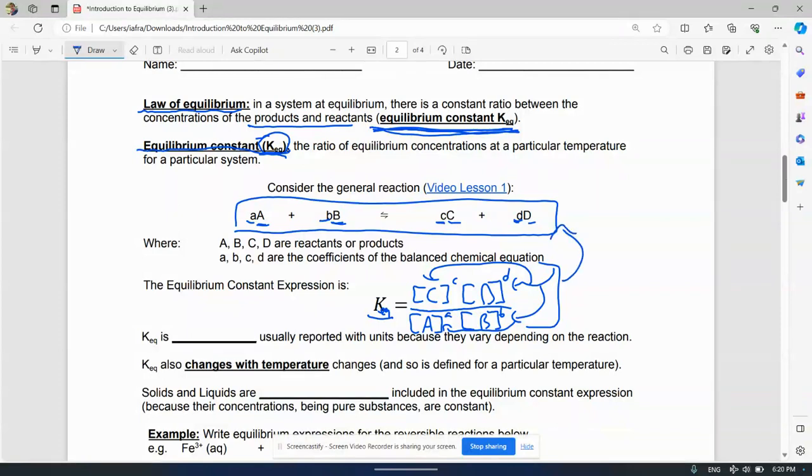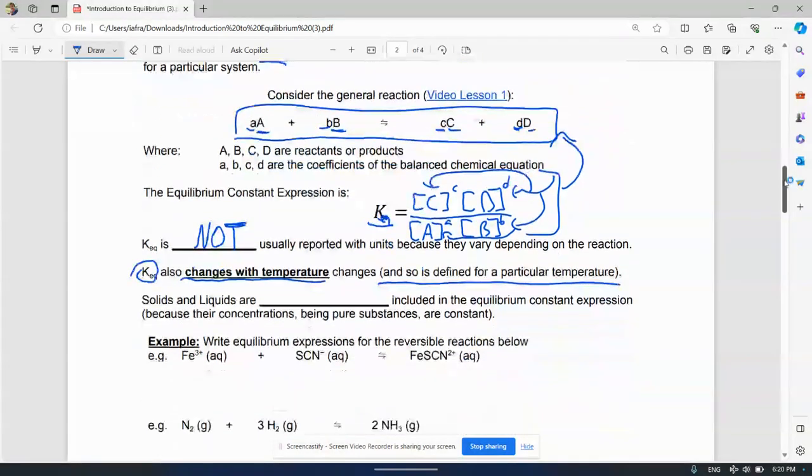Okay? Now, the nice thing about the K, the equilibrium constant, is that usually there's no units for it. There are technically units, but they vary so much, we just don't report it with units. So we don't have to really worry about our units too much in that scenario. And the other thing about the K is that it does vary with temperature. So typically when you are reporting a K value, you do have to state what temperature you're recording that K value for.